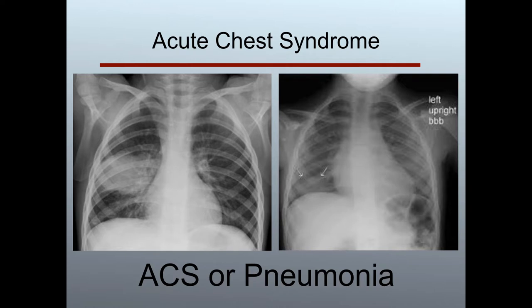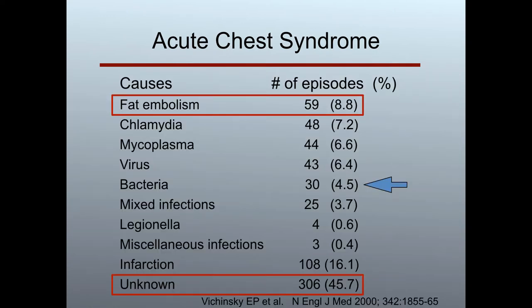So here's a couple examples, right? They don't have to be as obvious as the one over here. They don't have to be this obvious. It can be something small. And any new infiltrate should mean that you need to treat it as acute chest, which means that you need to admit them and you should start treating them for the underlying cause.